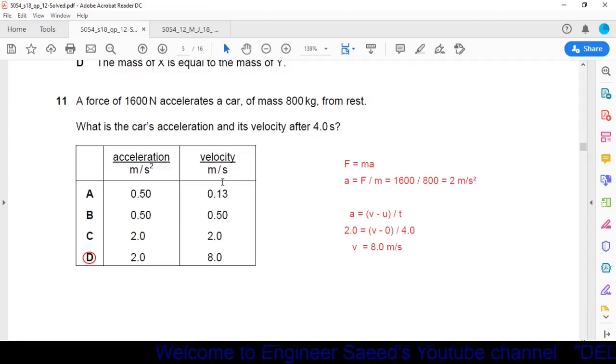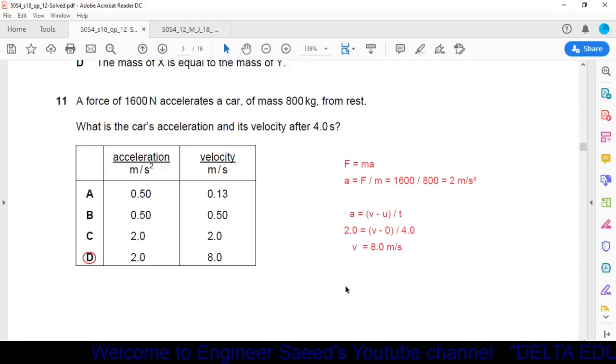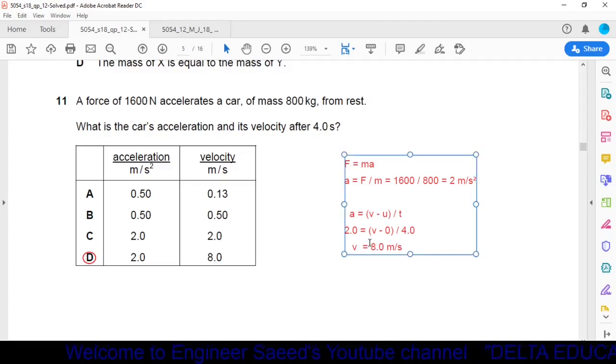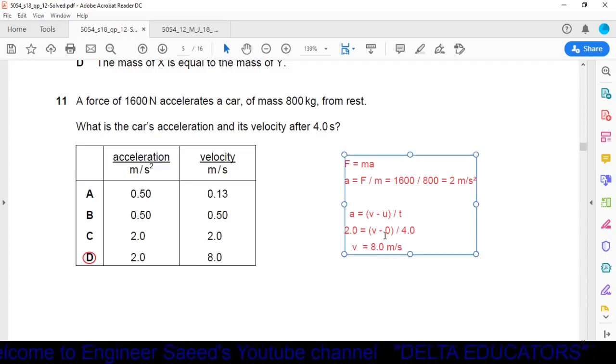Now for the velocity, we have studied a formula: a is equal to final velocity minus initial velocity over time. Here acceleration we have calculated, it is equal to 2. Now final velocity we have to calculate. Initial velocity is 0. Why 0? It is given that a force of 1600 Newton accelerates a car of mass 800 kg from rest. From rest means initial velocity is 0.